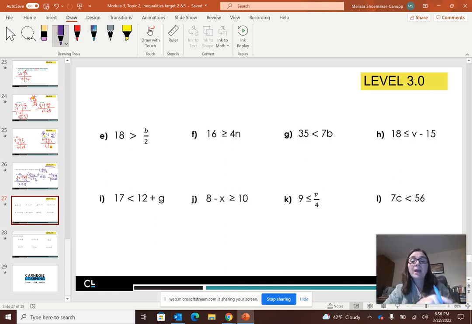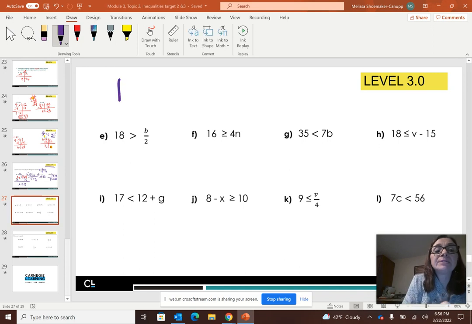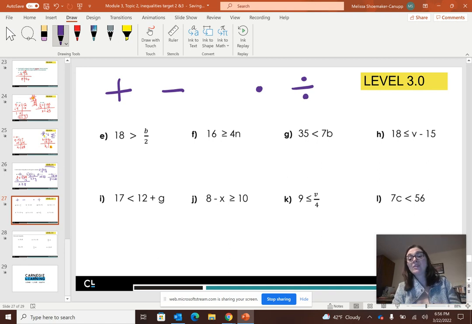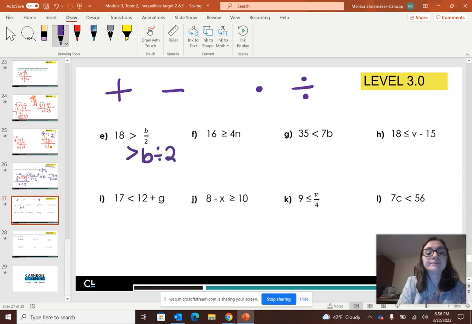You need to write down and maybe remember the opposite of add is subtract. The opposite of multiply is divide. And the other way, the opposite of divide is multiply. The opposite of subtract is adding. So remember, this is b divided by 2. So you're going to do the opposite, which is multiply.